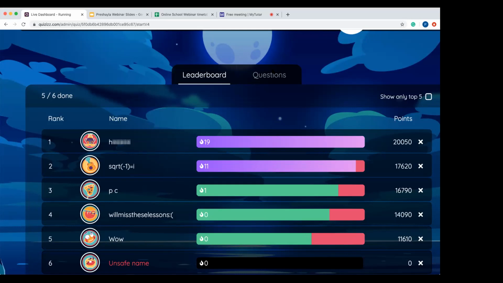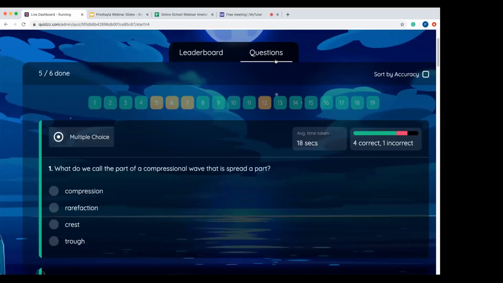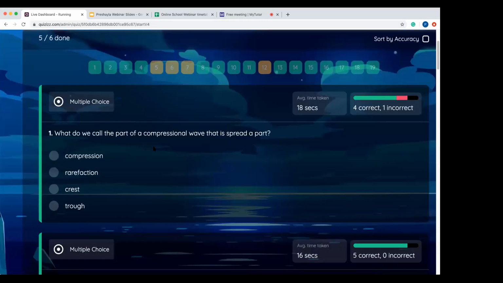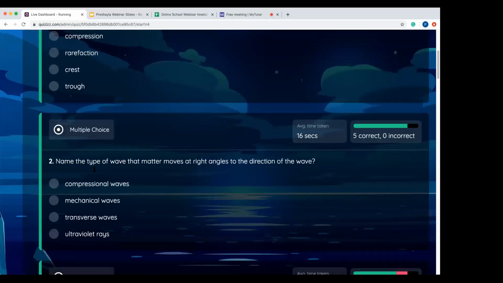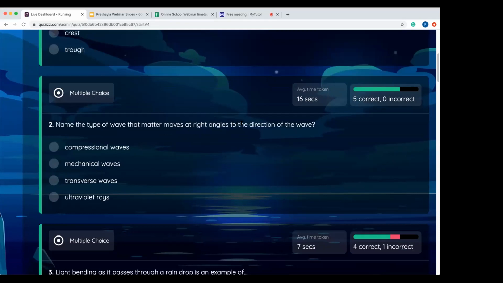Okay, looks like most of you are done, so let's go through the answers. What do we call the part of a compressional wave that is spread apart? That's rarefaction. Name the type of wave that matter moves at right angles to the direction of the wave. That's transverse waves. Well done, everyone got that right.